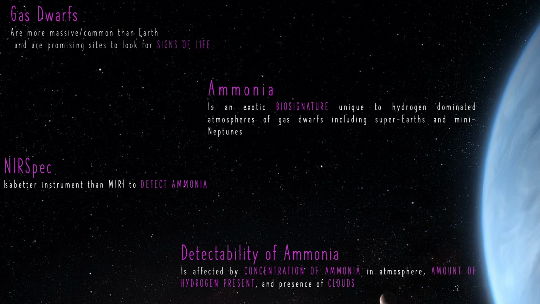With that, I'll just put up my conclusion slides. We see that gas dwarfs are more massive and common than Earth, and are promising sites to look for signs of life. Ammonia is an exotic biosignature unique to hydrogen-based atmospheres of gas dwarfs, including super Earths and many Neptunes. We found that the NIRSpec instrument is better suited than MIRI to detect ammonia, as is NIRes. And we explored the detectability of ammonia by seeing how it's affected by the concentration in the atmosphere, the amount of ammonia present, and the presence of clouds.